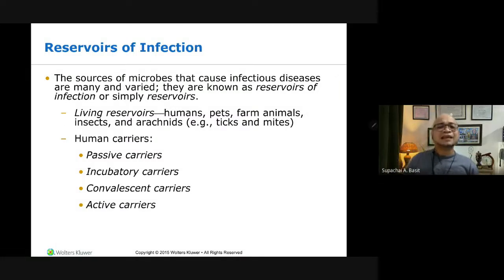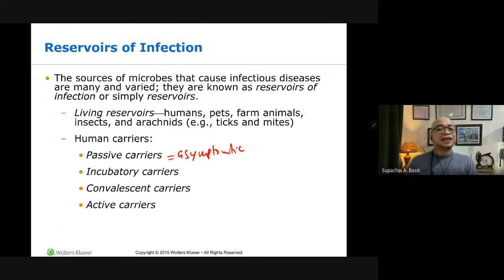At any rate, when you say passive carriers, they didn't know that they are infected because most of them are asymptomatic. They do not show any signs and symptoms, and yet they are potentially infectious.